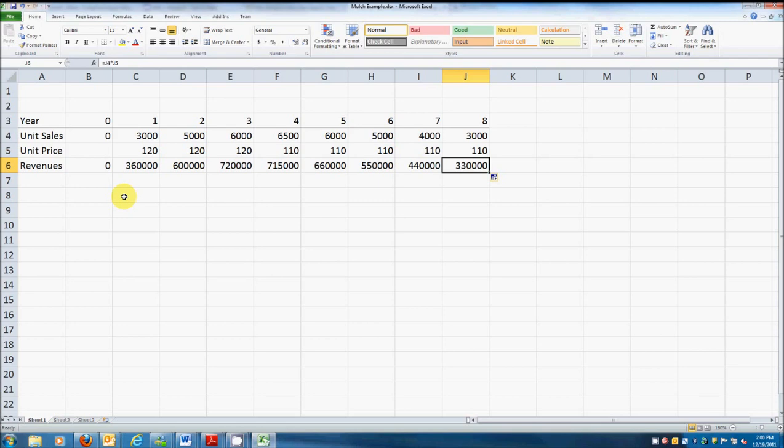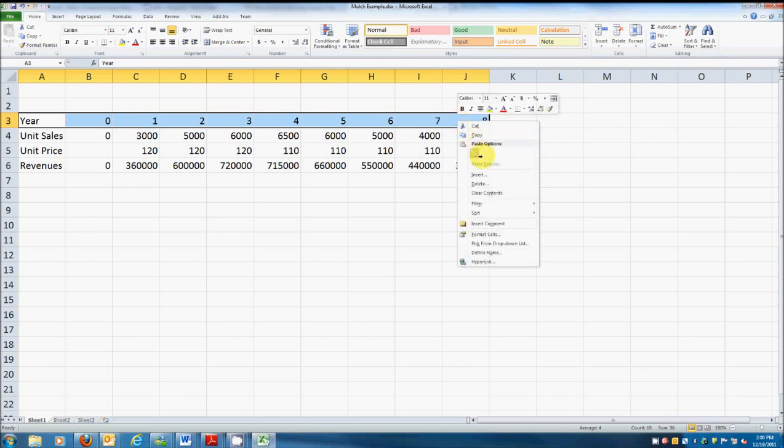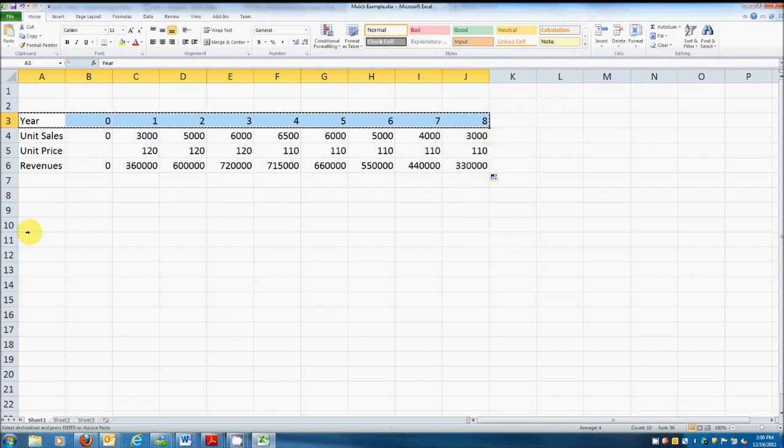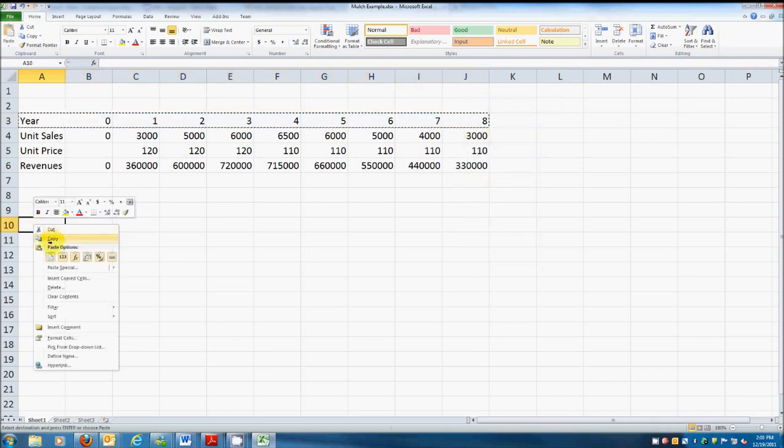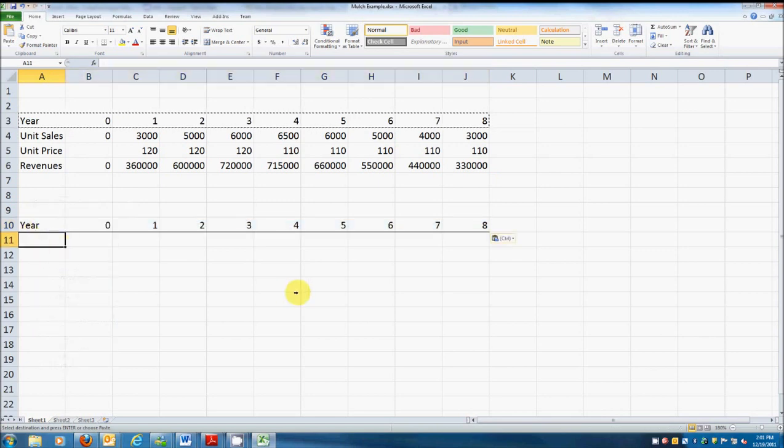They also give us some ideas about net working capital. Now we're going to have to figure that out later, what the changes in net working capital are. Right now, I'm going to go ahead and copy this year 0 through 8 and put it down here, and we'll set up our net working capital separately.